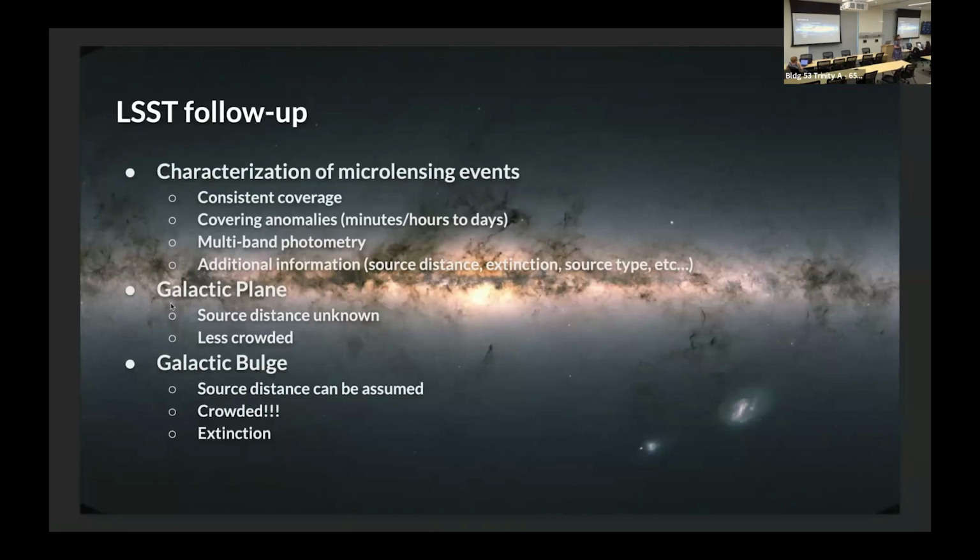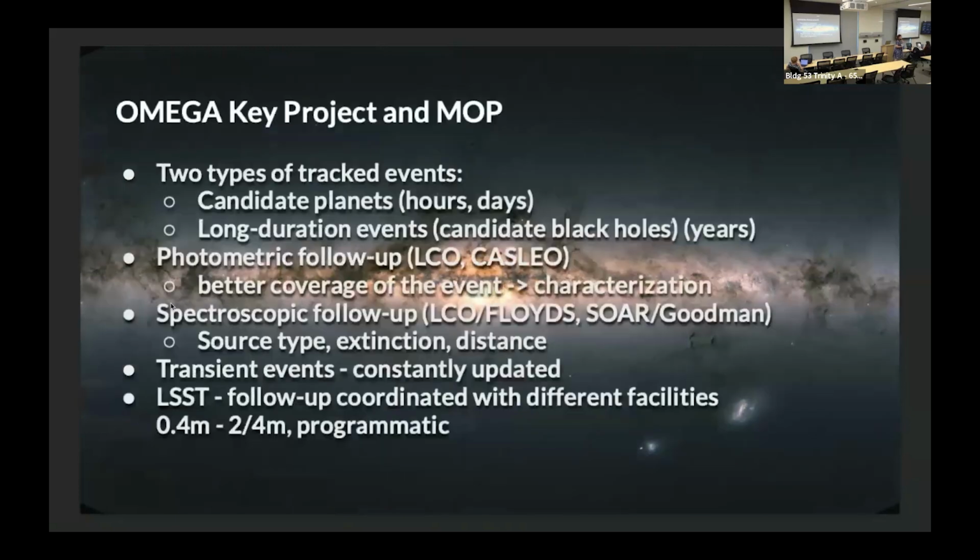In the galactic plane, we will definitely be dealing with less crowded fields, but this also means we will have fewer microlensing events. And we cannot assume the distance to the source. Unlike this, in the galactic bulge, we can assume that most of the sources are in the galactic bulge and in the center. However, we will be dealing with an extremely crowded field, and there will be extinction to take care of. And this is the setup of our project.